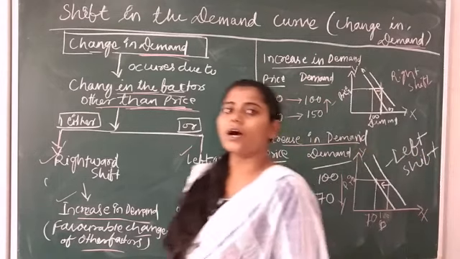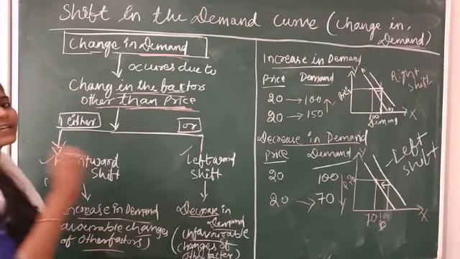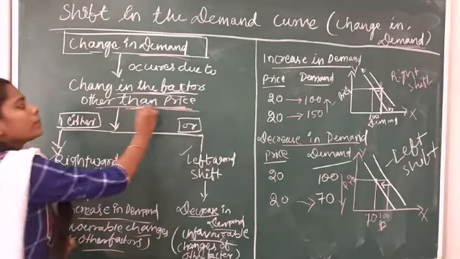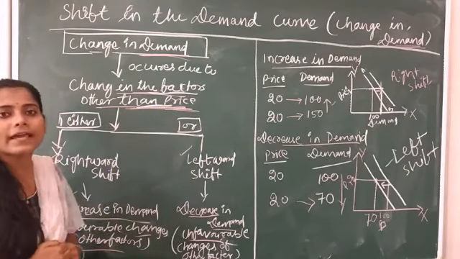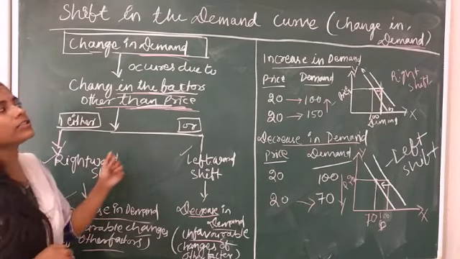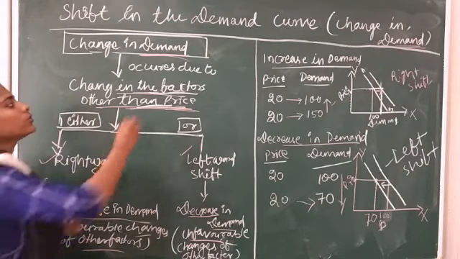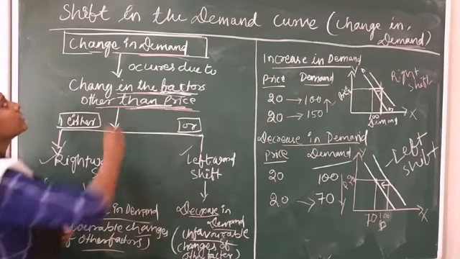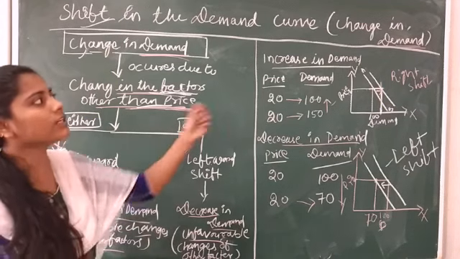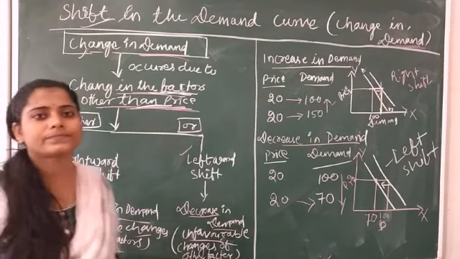So the reason for change in demand is only due to changes in the factors other than the price. If there is a change in the price, then this will be your movement along the demand curve. And if the demand changes due to the other factors, then this is known as your shift in the demand curve, and this is also known as your change in demand.